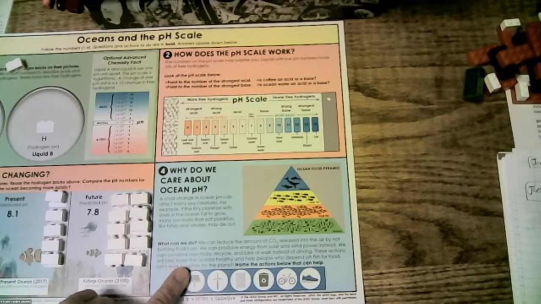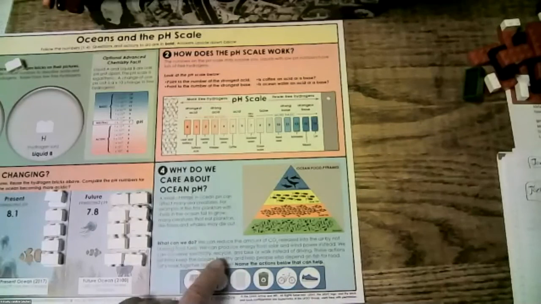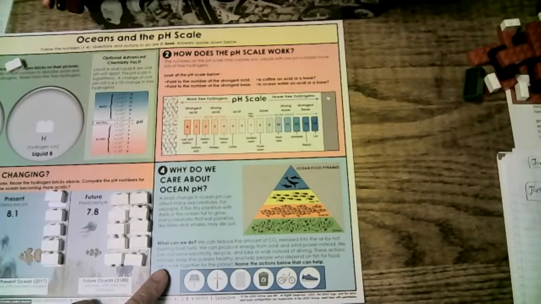I want to end on a very positive note. So here we go. What can we do? We have to reduce the amount of CO2 released into the air by burning fossil fuels. We can produce energy from solar and wind instead. We can conserve electricity, recycle, and bike or walk instead of driving. These actions will help keep the oceans healthy and help people who depend on fish for food.